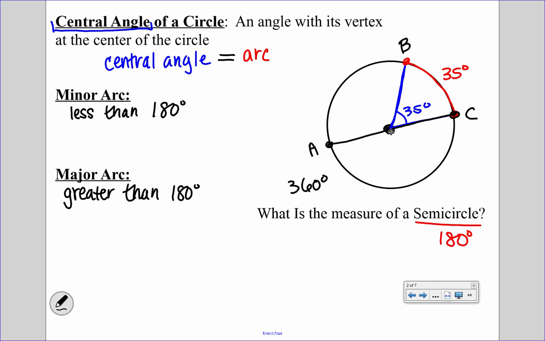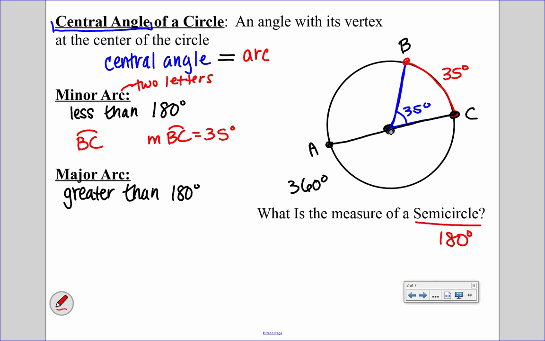So a minor arc is less than 180. Well, we have a minor arc up here. We have this red arc, which is 35 degrees. And the way we name that red arc is arc BC. We put a little arc over it. Now, a minor arc, we always use two letters. We know it's a minor arc because it has two letters. Okay? Now, the measurement of arc BC is going to be 35 degrees.